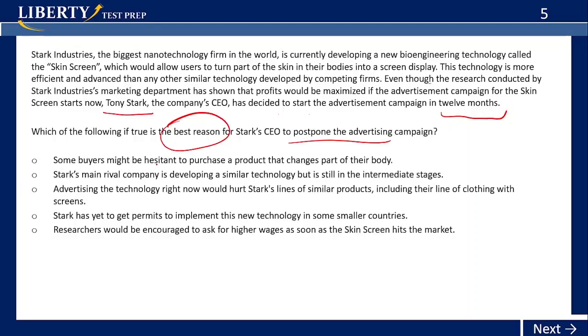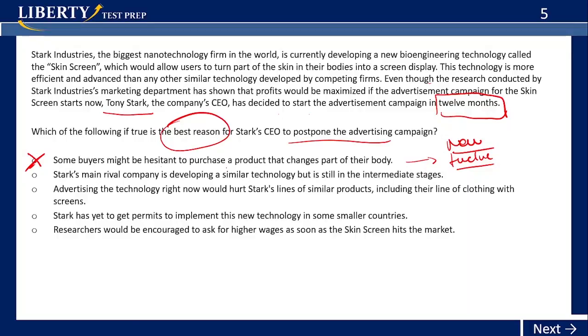Some buyers might be hesitant to purchase a product that changes part of their body. Okay, is that going to be solved in 12 months? So right now they might be hesitant. In 12 months they're going to be hesitant. Who knows, right? I mean, if they're hesitant now, why wouldn't they be hesitant in 12 months? What's going to happen within these 12 months that is going to make them believe otherwise? Or that is going to make them trust this new tech? They don't tell us. They don't give us a reason. So that's not a reason, okay? Now, you want to provide a reason why waiting 12 months is important, is beneficial for the company.